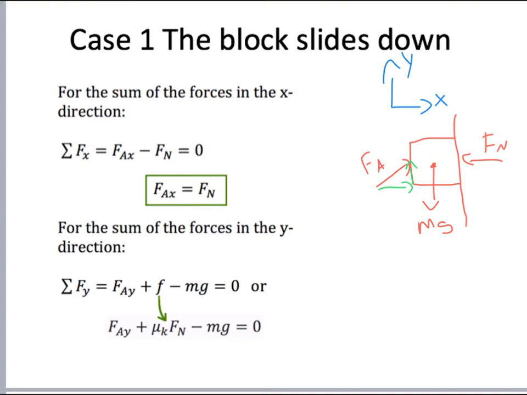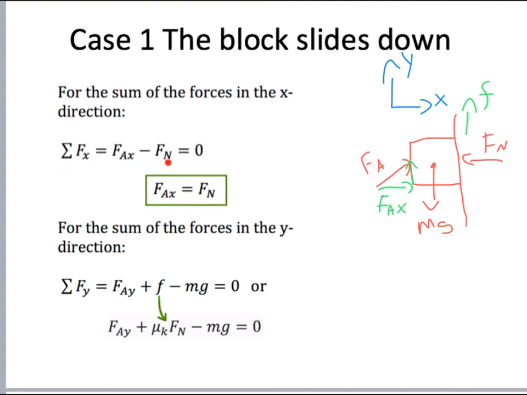Now, we're going to take the first case where we're not pushing hard enough so the block slides down. What that means is that if the block is going to slide down, the friction is going to point up along the surface of the wall. And so now we can do the sum of the forces in the X direction, and this X component is just FAX. So the sum of the forces in the X direction are going to be positive FAX, and then of course you're going to have the negative FN, and that's exactly what we put here.